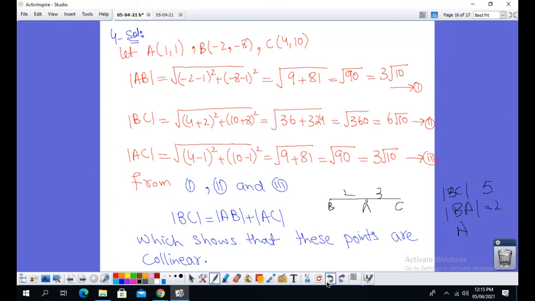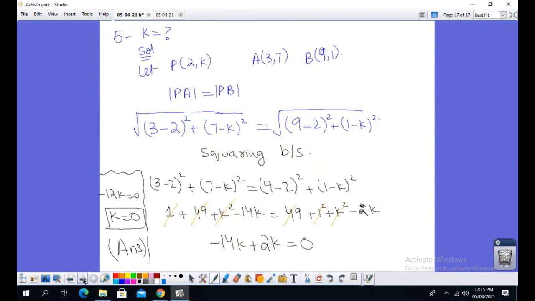Now we move towards our next question, and we have only 2 or 3 minutes left in our lecture. In the last question, we are given that the distances from P to A and B are the same. We take the first point P, and the second and third points A and B. We take PA distance equal to PB distance. After applying the distance formula and simplifying, we get the value of K, which is equal to 0.